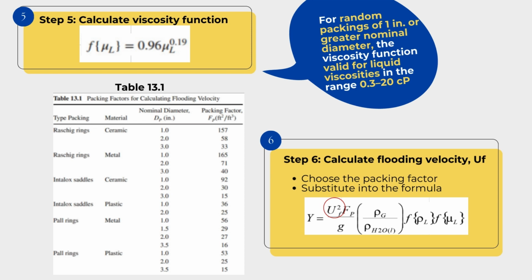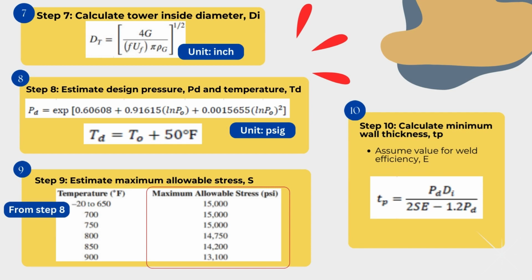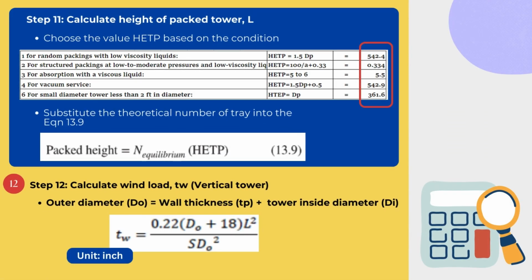For the calculation of flooding velocity, firstly choose the packing factor based on the type of packing in Table 13.1 and substitute the chosen packing factor into the formula given. After that, calculate the tower inside diameter and estimate the design pressure and temperature using the formula given. For step 9, estimate the maximum allowable stress based on the temperature calculated from step 8. Then calculate the minimum wall thickness.